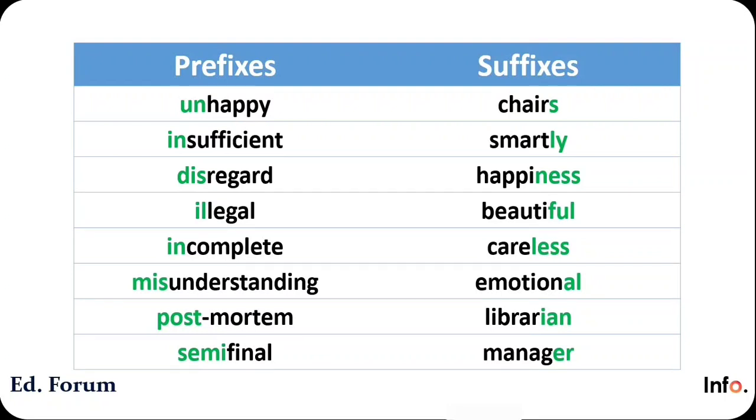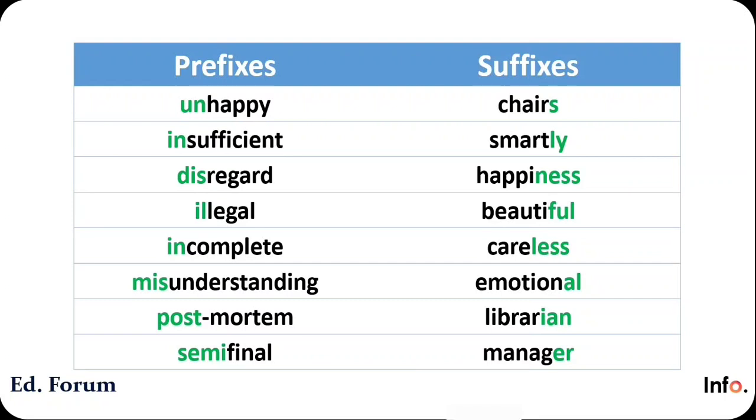Smartly. You have done something smartly. You have done some work smartly, or amazingly, loudly, or humanly, or nicely. That's called ly. And happiness. Ness is a condition. Happy. You are happy. It means you have happiness. Beautiful. You are complete with beauty. So I can call you beautiful.